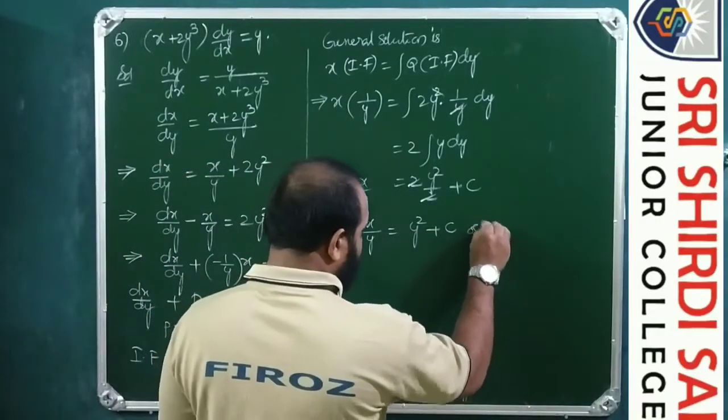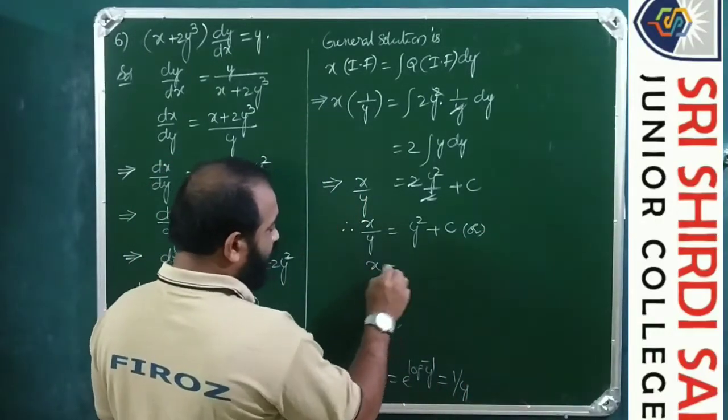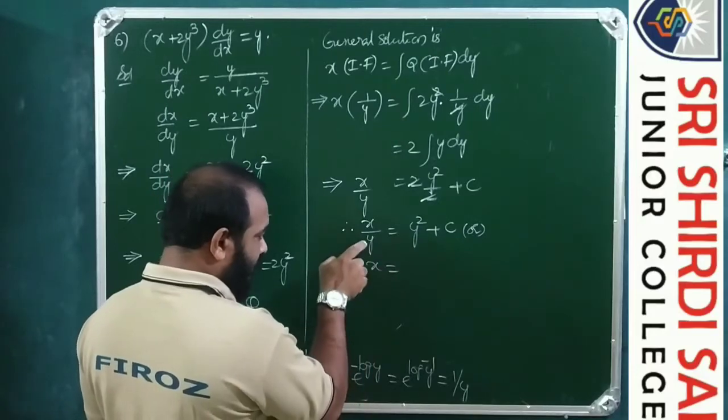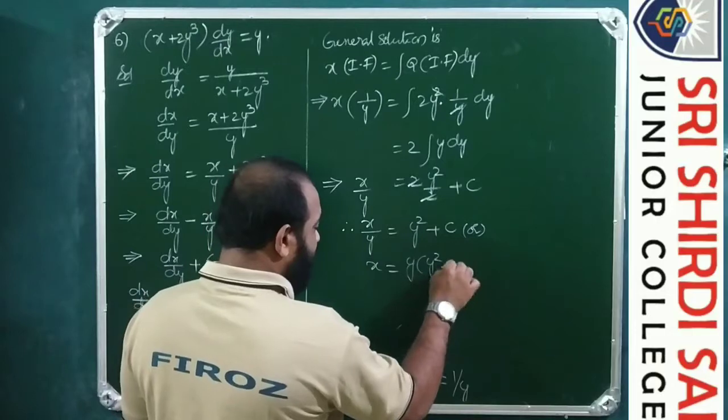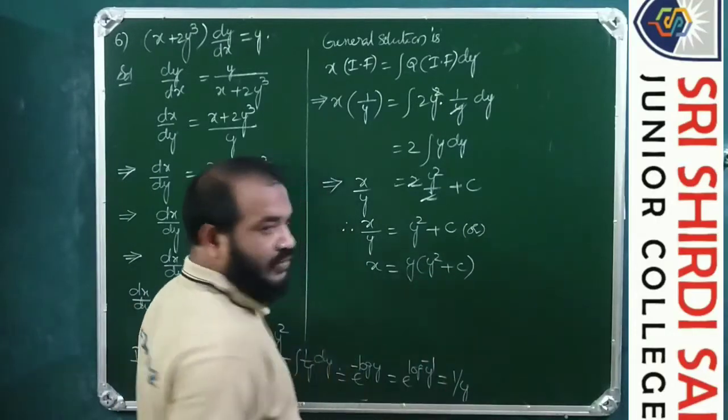Or x is equals to, transposing this y onto the other side, y into y square plus c is the required solution.